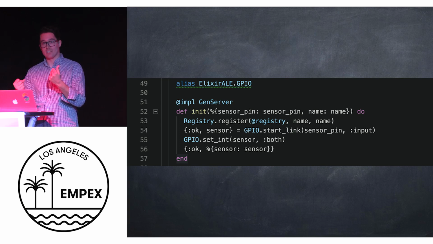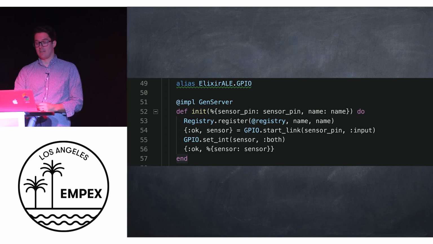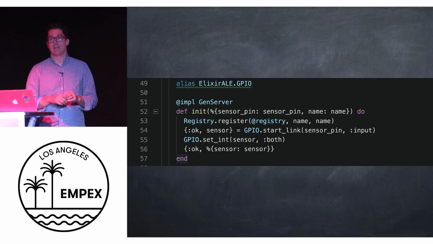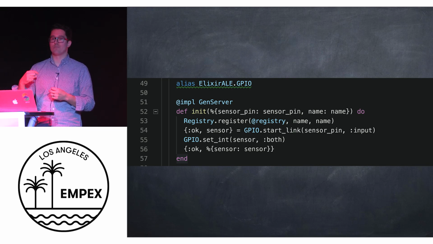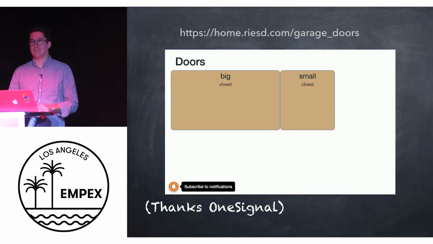So we're going to start one GenServer whose job is going to be to notify us about when the garage door opens or closes. And that one will start another GPIO on that pin, but read it as an input instead of an output. And I'm using this GPIO set_int, and that basically means send me a message whenever the state of that thing changes. So we do that, hook it up to a little bit of a Phoenix web interface.